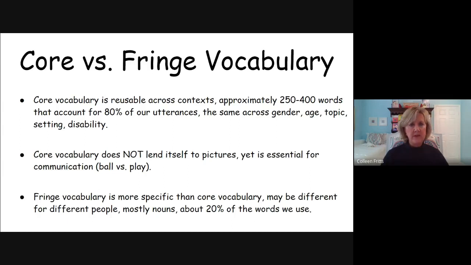Fringe vocabulary, on the other hand, does lend itself to pictures. It's more specific than core vocabulary. And it may be different for different people. So for example, today I've been talking about augmentative alternative communication. That's probably something that you haven't said today or this week or maybe even this month. But if you have students that have augmentative alternative communication, you would be using those words. Those would be fringe words that would be specific to your vocabulary. And they make up about 20% of what is said in any given conversation. And they're mostly nouns.